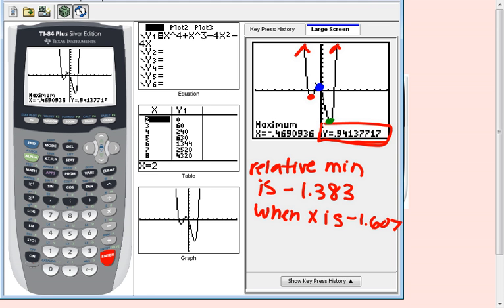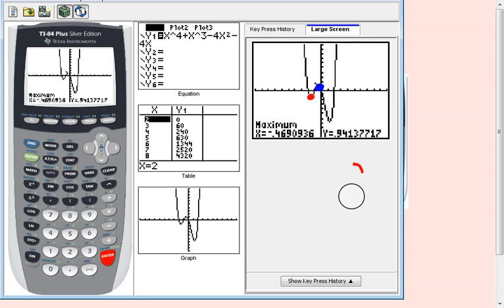How are we doing? Okay? Yeah? Okay, then the other thing you need to be able to find using your calculator is the zeros. Do you remember where you find zeros? You did this when you did parabolas. Where do you find zeros? On the graph.